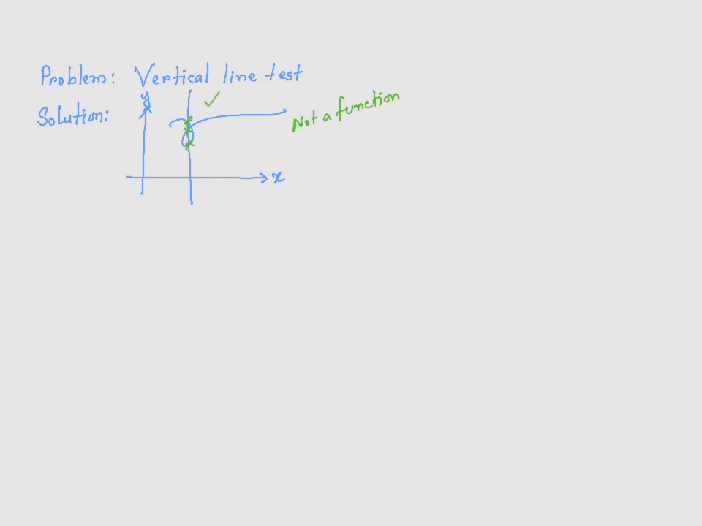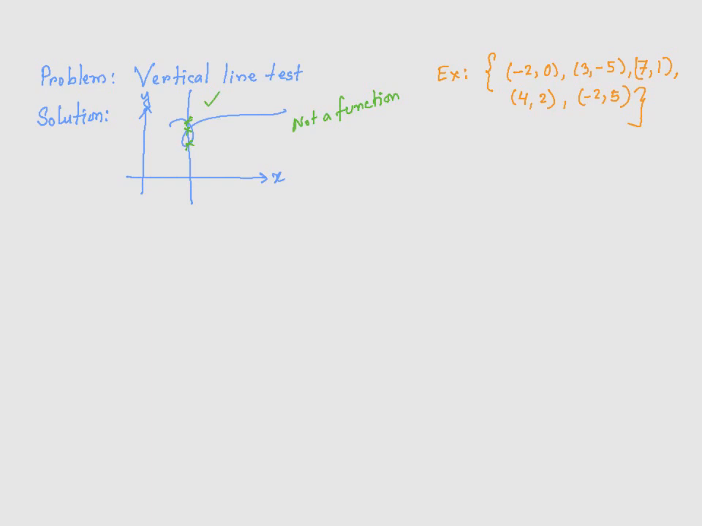Now sometimes functions are given as ordered pairs, or some sort of relation is given as ordered pairs. In that case, you can technically use the vertical line test. Here is an example of that. Let's look at this example where I've been given a bunch of ordered pairs. Now, does this relation form a function?